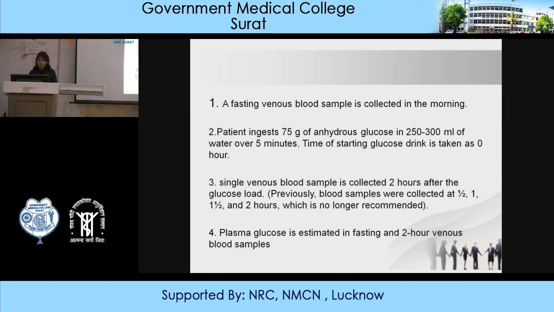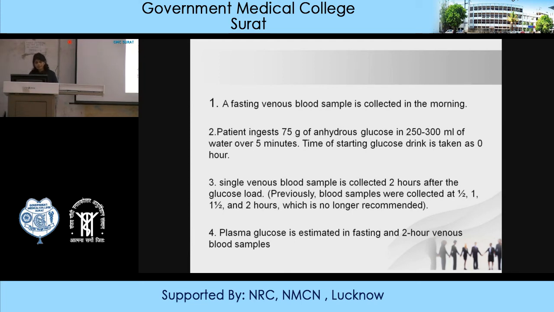So first of all, a fasting venous blood sample is collected in the morning after a fast of overnight or 8 to 14 hours. Then the patient ingests 75 gram of anhydrous glucose in 250 to 300 ml of water over a 5-minute duration. The time of starting the glucose drink is taken as 0 hour. What we are doing now is a single venous blood sample is collected 2 hours after the glucose load.